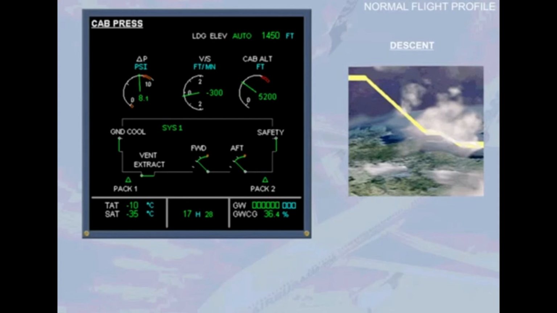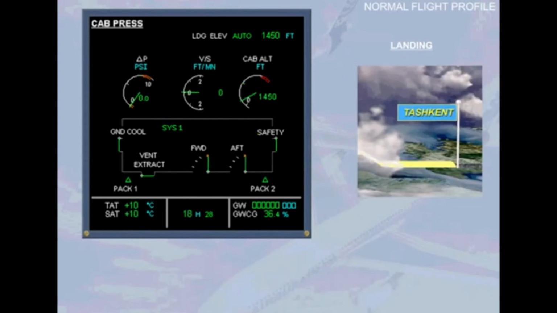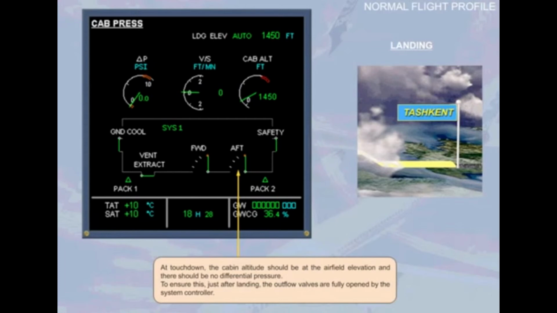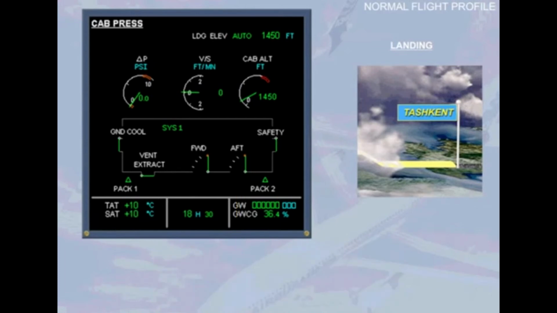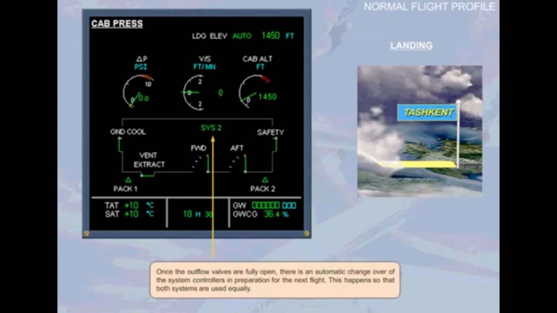Note, for passenger comfort, the automatic function will limit the rate of cabin descent to a maximum of approximately 750 feet per minute. At touchdown, the cabin altitude should be at the airfield elevation, and there should be no differential pressure. To ensure this, just after landing, the outflow valves are fully opened by the system controller. Once the outflow valves are fully open, there is an automatic changeover of the system controllers in preparation for the next flight. This happens so that both systems are used equally.